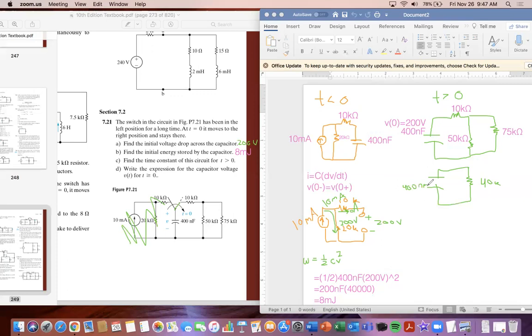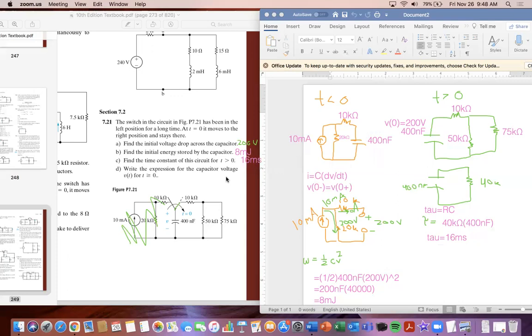And then the time constant is equal to R times C. So that would be 40K ohms times capacitance, which is 400 nanofarads. And just remember the time constant, sorry, I forgot to define tau, is equal to R times C for a capacitor. And so 40K times 400 nanofarads, I got 16 milliseconds. So tau is equal to 16 milliseconds. Okay, so that's what we have here, 16 milliseconds.